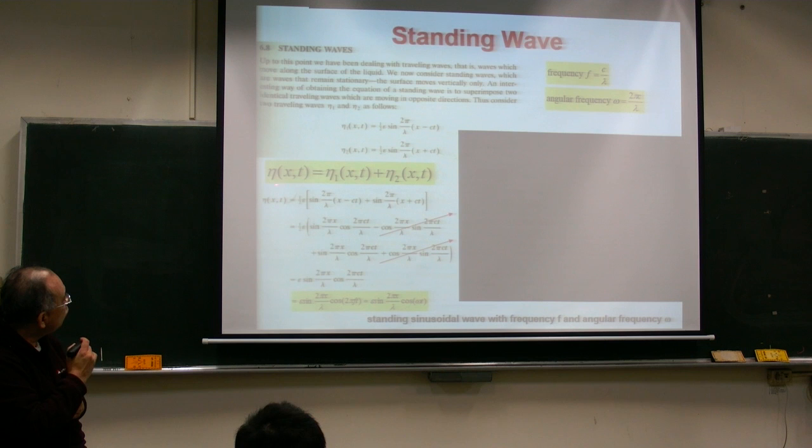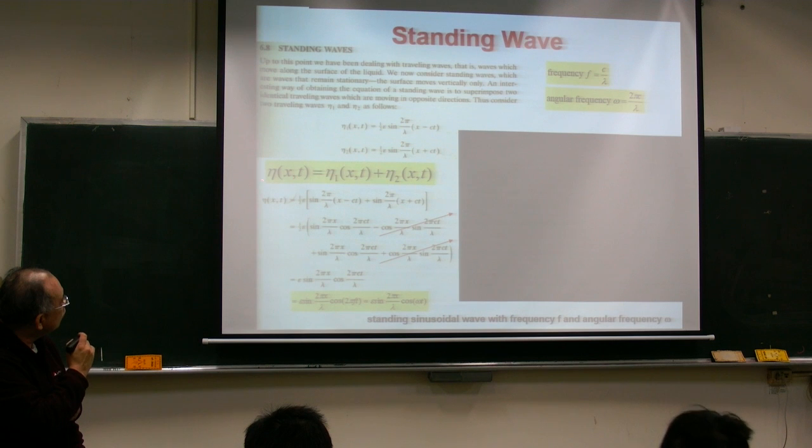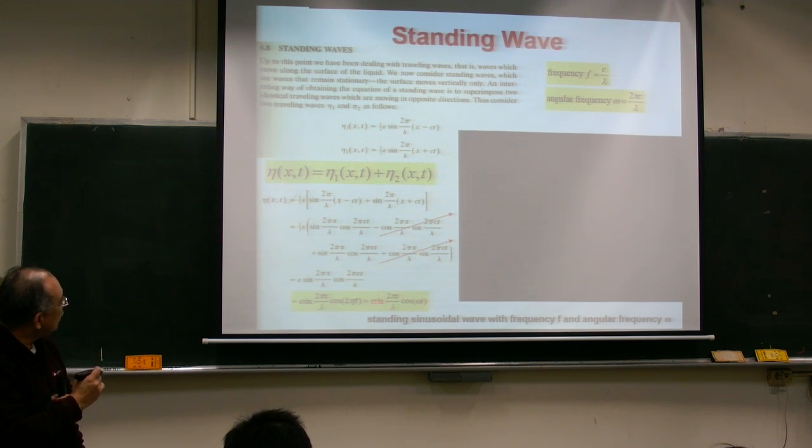This standing wave can be made from two traveling waves, A.1 and A.2. The only difference is this here: x minus ct is traveling to the right, and x plus ct is traveling to the left. We also have an amplitude of only one half. So we superimpose these two half-amplitude waves, one traveling to the right and one to the left, to get the standing wave. So this is the standing wave for the surface profile.